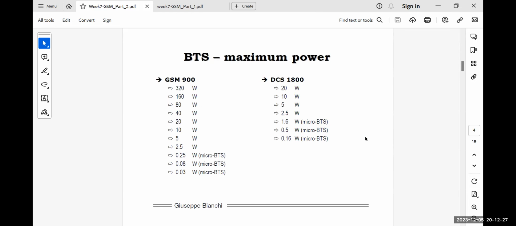Okay, you can see over here the maximum power associated with the BTSs for GSM 900 and the DCS 1800 systems. You can see that again it goes to tens of watts, but not in the kilowatts, right? In micro BTSs, it is even less than 1 watt.